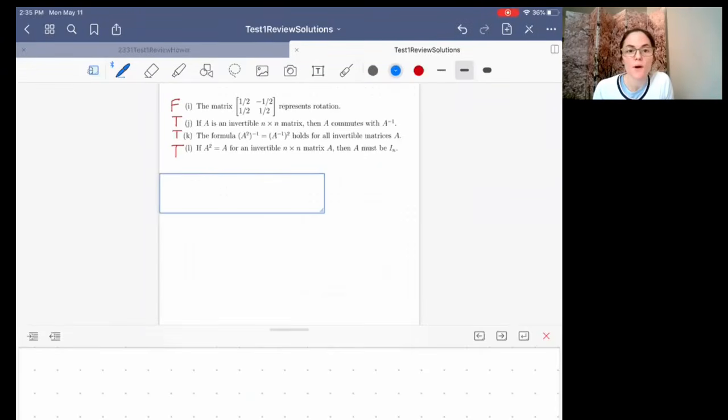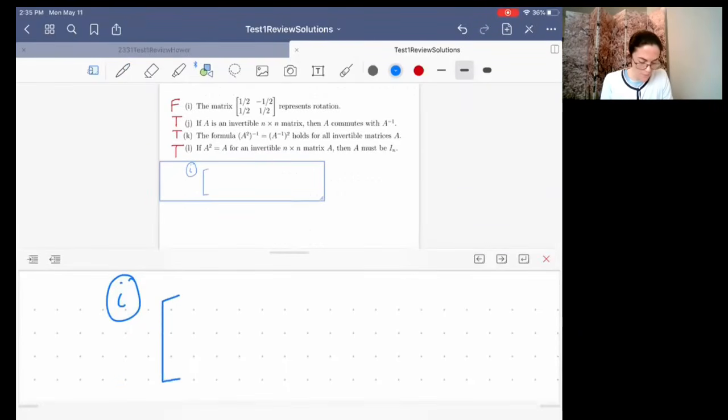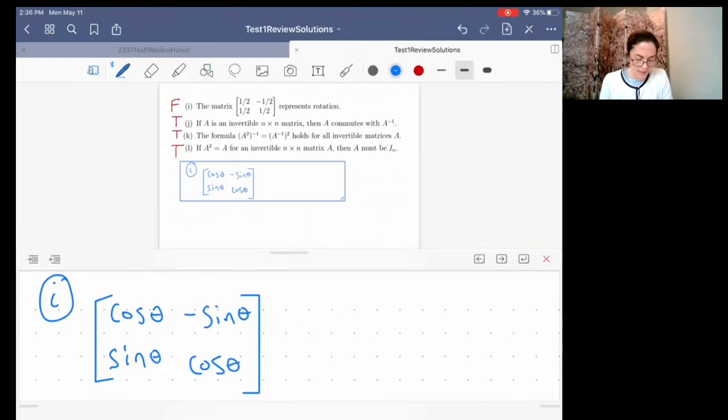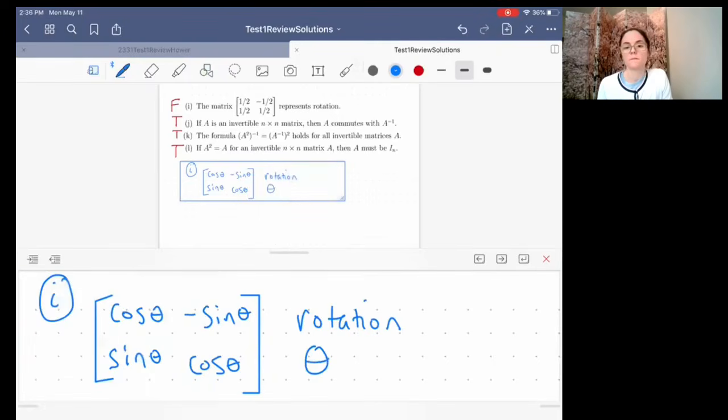Here are the last 4. First of all, I, false. Well, what is a matrix that represents rotation? A matrix that represents rotation is of the following form. It is cosine theta, sine theta, minus sine theta, and cosine theta. And this is the matrix for rotation by theta, counterclockwise.